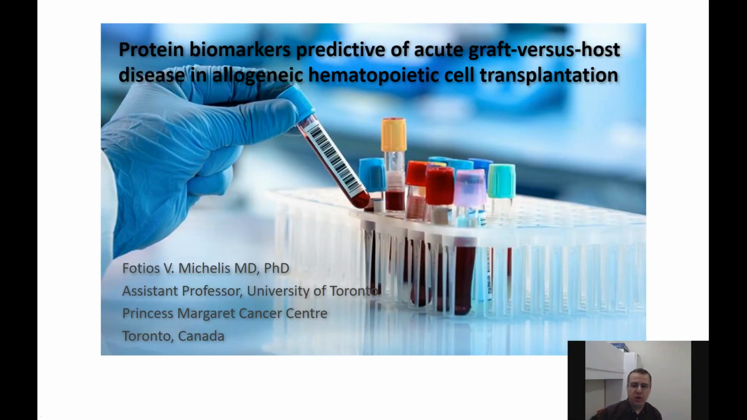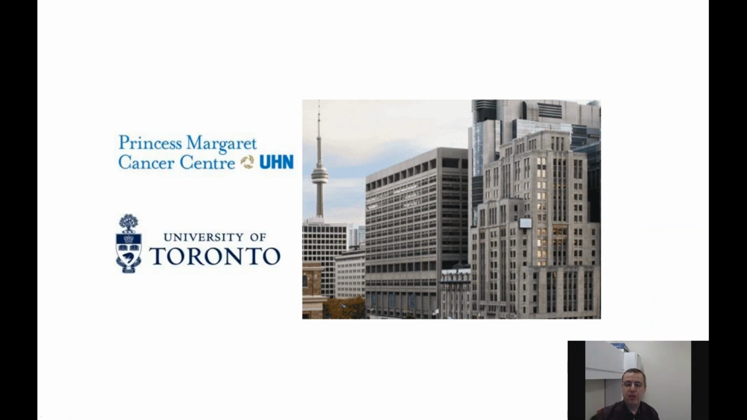I'm going to speak to you today about protein biomarkers that are predictive in acute graft-versus-host disease in allogeneic stem cell transplantation. This is the hospital where I work. I am a staff hematologist and associate professor with the University of Toronto, and I'm at the Princess Margaret Cancer Center, where we perform over 200 allogeneic stem cell transplants per year. We are one of the largest allogeneic transplant centers for adults in Canada.